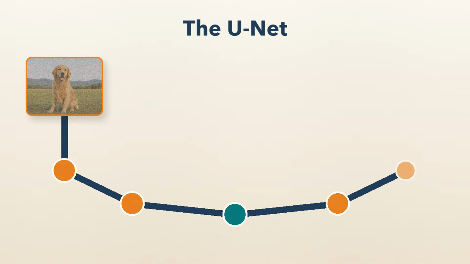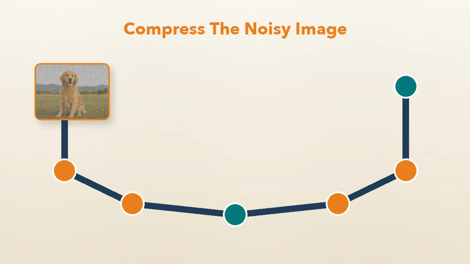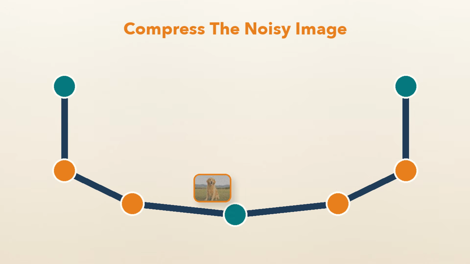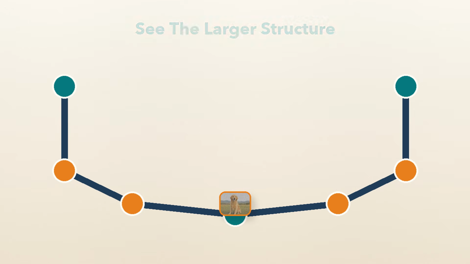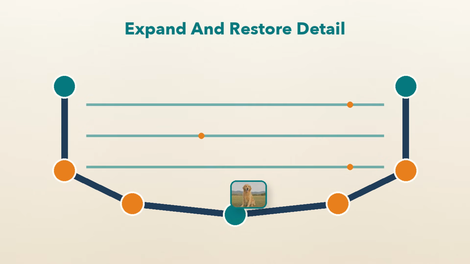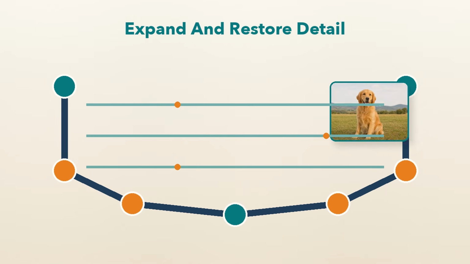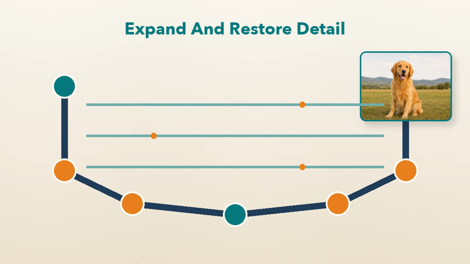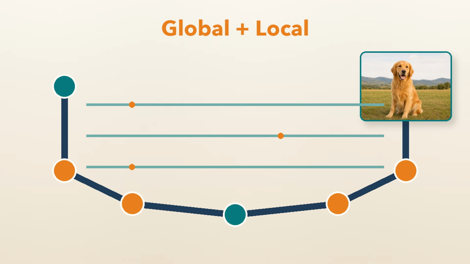The image generator usually uses a neural network called a U-Net. The U-Net first compresses the noisy image into a smaller representation. This helps it understand the larger structure. It then expands the representation again, restoring detail while using information from earlier layers. The network works at both global and local scales.